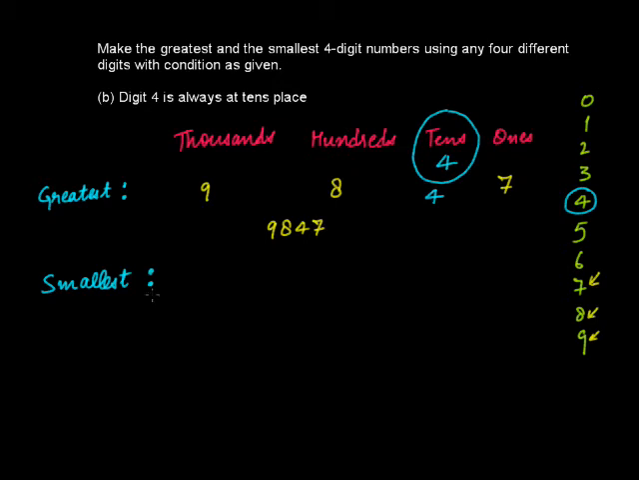In the smallest number, obviously our number should start with the smallest digit, and the smallest digit is 0, but we cannot start a number with 0, so 0 is fixed for this place. We'll start with 1. 1 is here. Then 4 is fixed for this place because at the tens place 4 is fixed. 0 is used, 1 is used. Which is the next smallest digit? Of course 2. So 2 is used here, and the number is 1042.